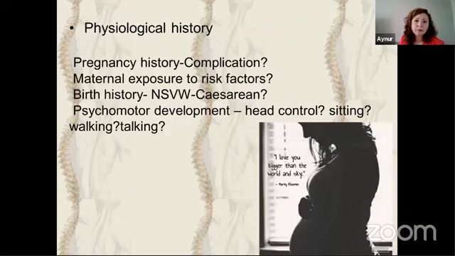Physiological history. You ask pregnancy history, any complication or illness in pregnancy, maternal exposure to risk factors, birth history, normal spontaneous vaginal delivery or cesarean, and psychomotor development: head control, sitting, walking, or talking. Is there any pathology in this period? You must learn it.